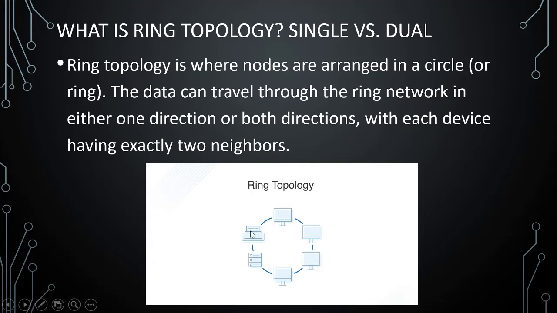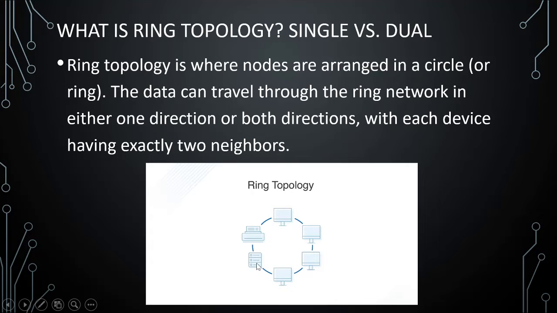So like this one. The data can travel through the ring network in either one direction or both directions, with each device having exactly two neighbors. This one has a neighbor on the left and the right. And this one also. If this device, the cell phone, has a neighbor, and I have the speakers as a neighbor.